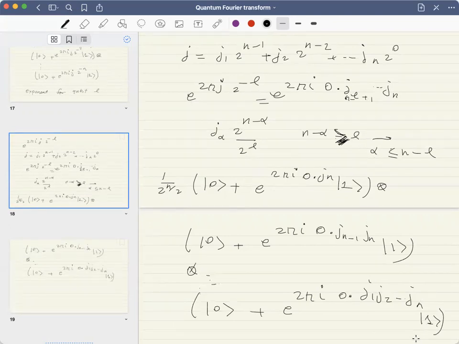Okay, so I think that's a good place to stop. We essentially mapped the Fourier transform into a particular tensor product. Then in the next lecture, we'll construct an explicit circuit using some control gates and some Hadamard gates to generate that state explicitly.